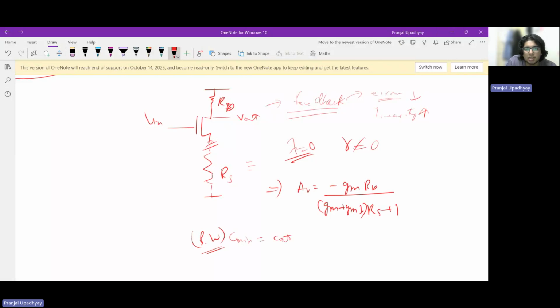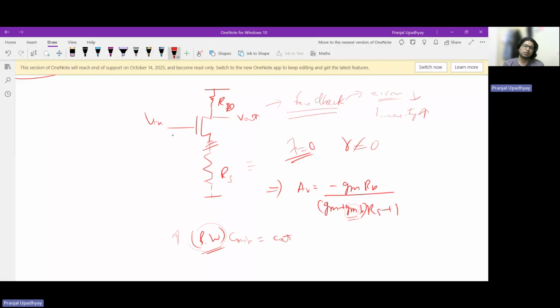So this degeneration is helpful when you are looking to increase the bandwidth, but yes, we are sacrificing on the gain. Also, we can see that body effect is decreasing the gain of this particular configuration. But why we really need this degeneration is the question over here, right?